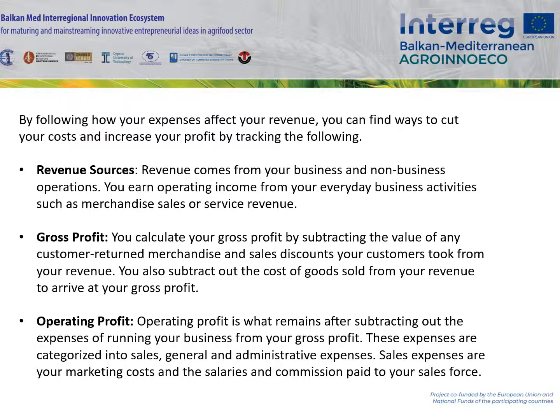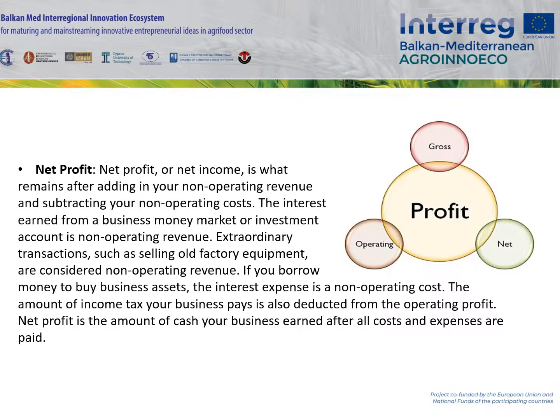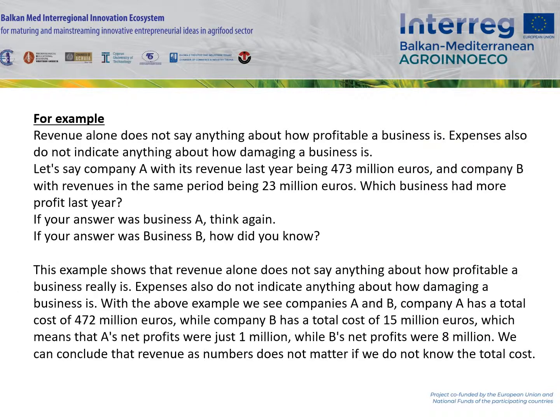By following how your expenses affect your revenue, you can find ways to cut your costs and increase your profit by tracking the following: revenue sources, gross profit, operating profit, net profit. For example, revenue alone does not say anything about how profitable a business is. Expenses also do not indicate anything about how damaging a business is.